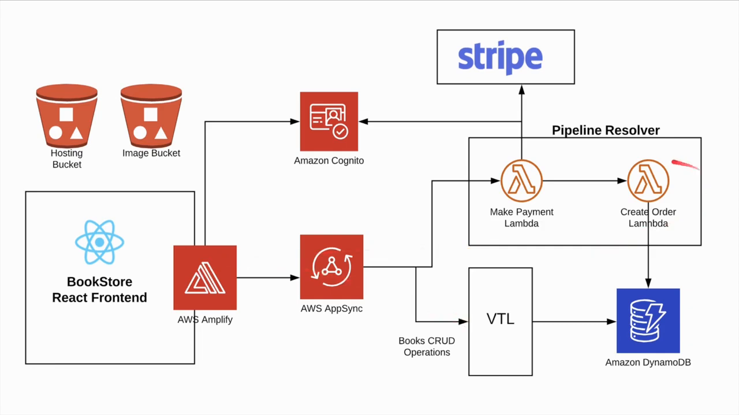And then we have the pipeline resolver that is built to process the payment, so the checkout process. As soon as a user checks out, the first Lambda function gets triggered to make the payment or charge the customer. Before charging the customer, it will acquire user details from Cognito, and only then charge the customer with more user details. After the charging is successful, the next Lambda function takes over and creates the order in the DynamoDB table. So this is the serverless architecture that we will be using to create our bookstore.